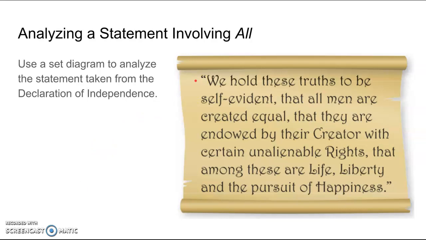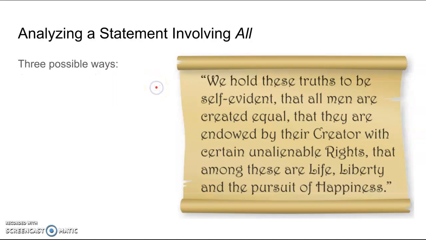We hold these truths to be self-evident, that all men are created equal, that they are endowed by their Creator with certain unalienable rights, that among those are life, liberty, and the pursuit of happiness. Now, there are several ways that you could do a set diagram with this, and I do include several here.